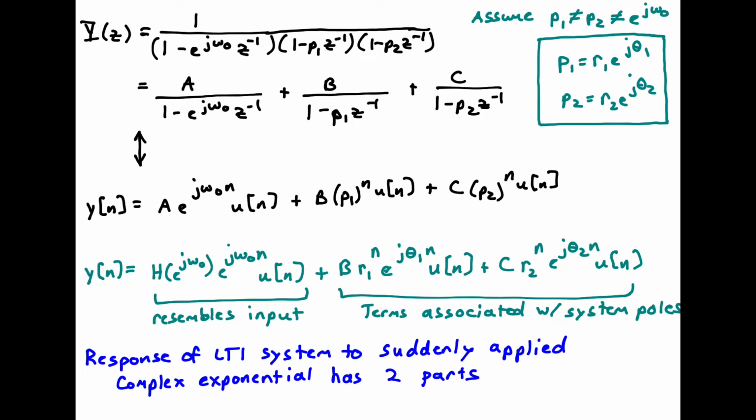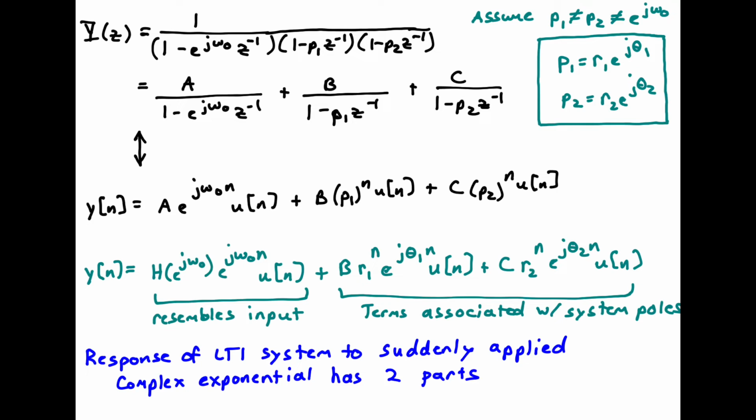And so we can plug in a few more things. First, let's plug in our expression that we derived previously for a, and that will be just the value of the DTFT at omega 0, times e to the j omega 0 n u[n]. And then we get these two terms. Instead of p1 to the n, we get r1 to the n e to the j theta 1 n u[n], and then c times r2 to the n e to the j theta 2 n u[n].